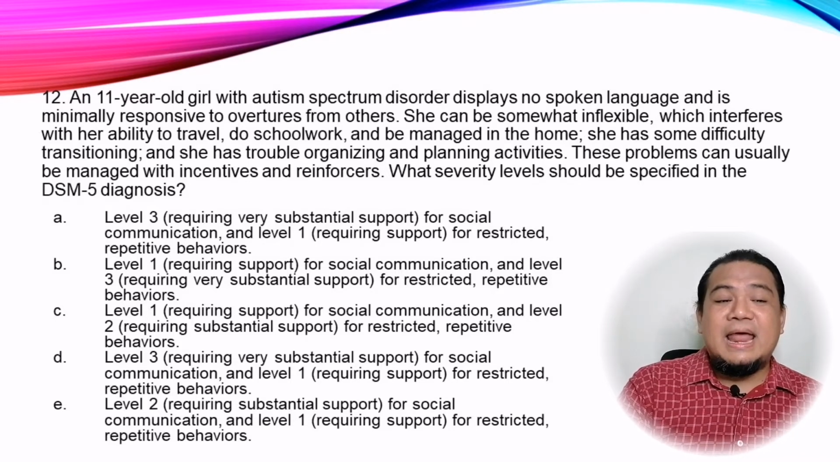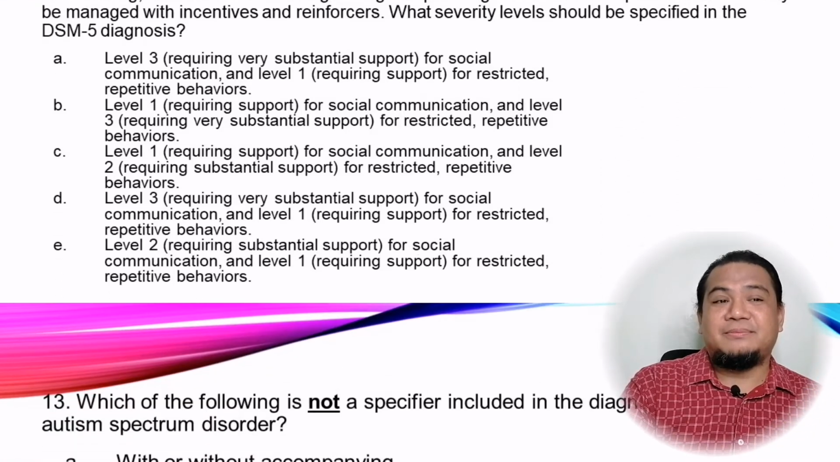Letter D, level 3, requiring very substantial support for social communication, and level 1, requiring support for restricted repetitive behavior. And letter E, level 2, requiring substantial support for social communication, and level 1, requiring support for restricted repetitive behavior.